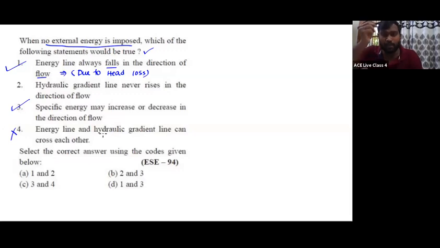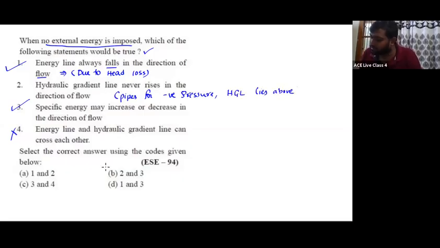Always, the hydraulic gradient line lies below the total energy line. And the hydraulic gradient line never rises in the direction of flow. No, in the case of pipes with negative pressure, the HGL lies below the pipe, and the HGL rises. So this statement is not going to be true.